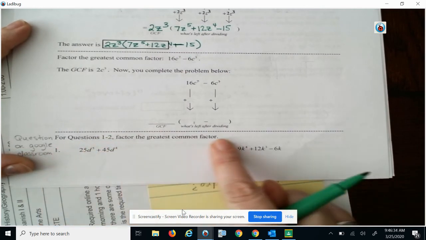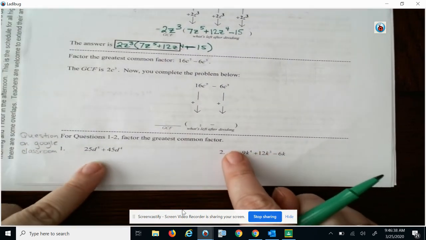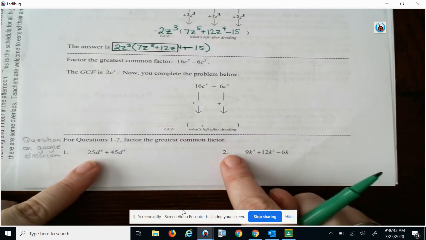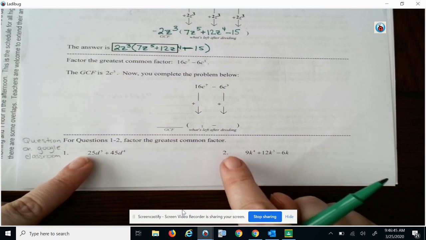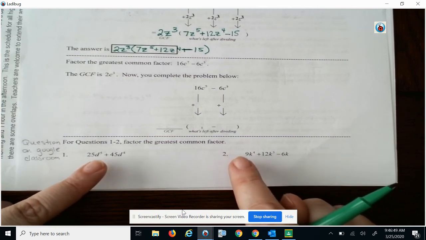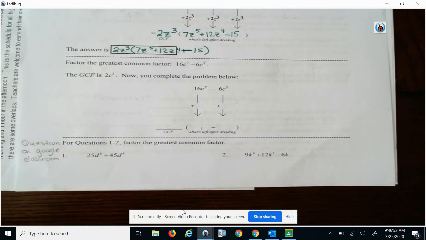Okay, down here on your notes, there's 2 questions. There's a question in Google Classroom for you to go in and show me your answers and show me your work on here. Okay, so go in and answer those questions on Google Classroom.